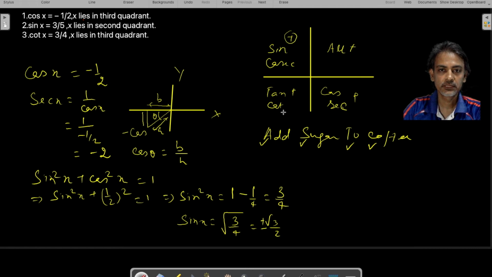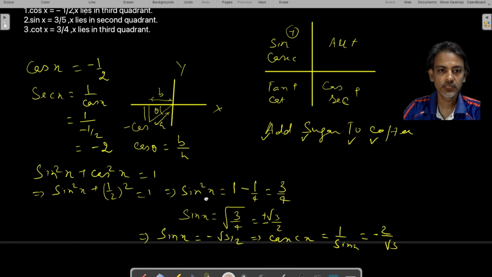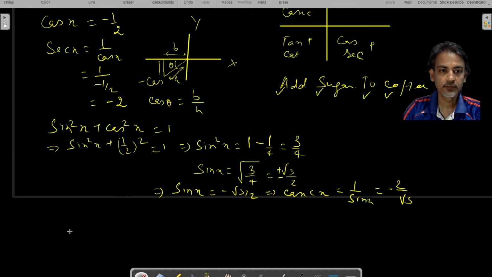In the third quadrant, since b is negative, and even this p will be negative as well, because it's in the third quadrant, and here y would be negative as well, we'll have to take the negative value of sin theta. So sin x equals minus root 3 by 2. This implies cosec x would be the opposite of that, which is 1 upon sin x, which is nothing but minus 2 upon root 3, right?